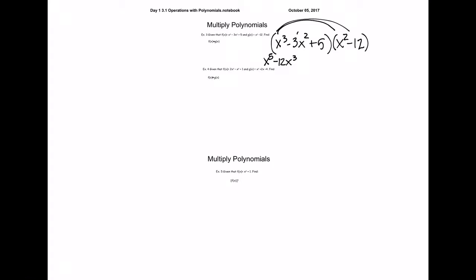Move on to our next term. Negative 3x squared times x squared is negative 3x to the 4th. Negative 3x squared times negative 12 is positive 36x squared. 5 times x squared is positive 5x squared. 5 times negative 12 is negative 60.